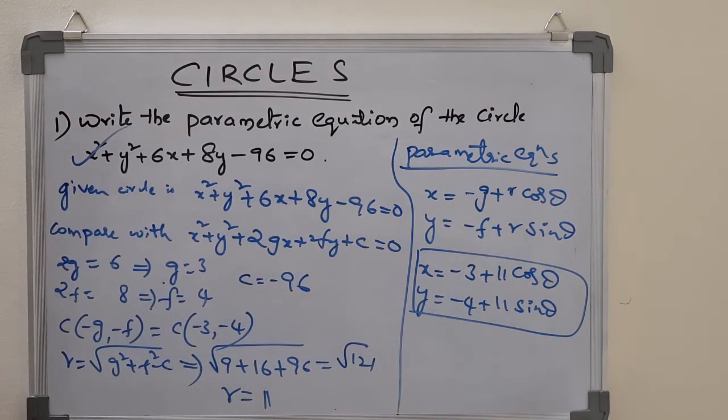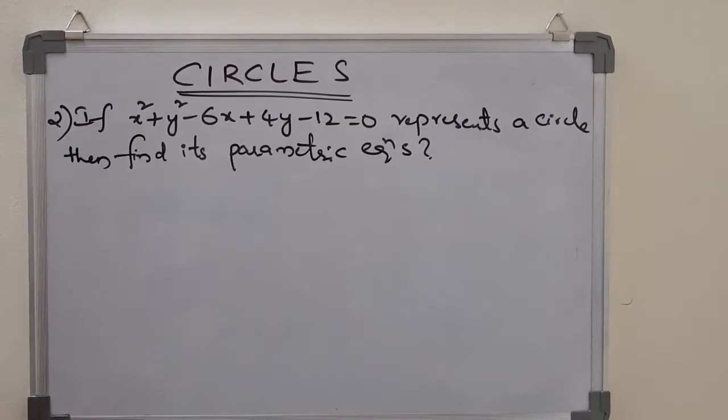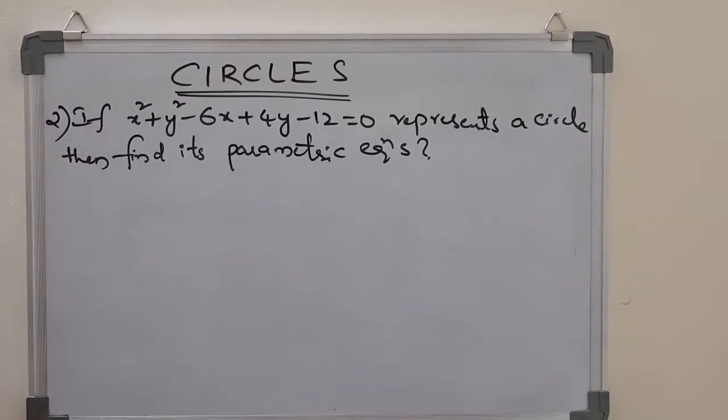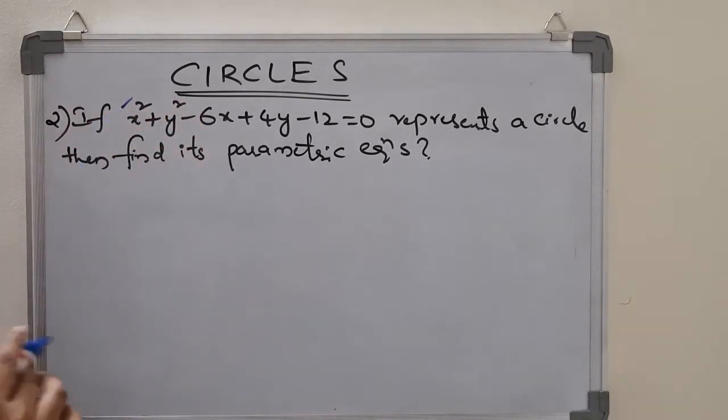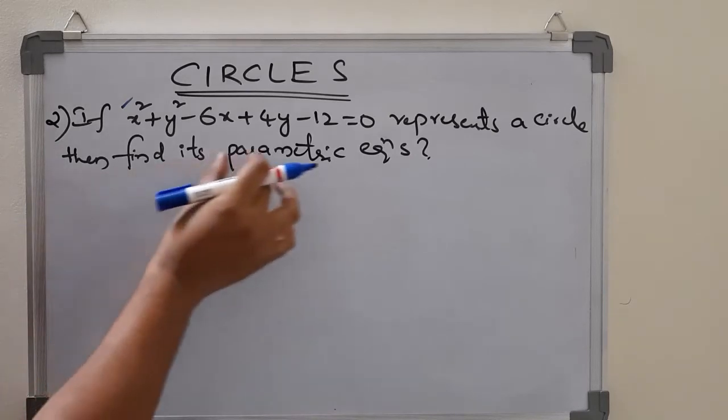Let's see one more problem. Look at the second problem. It is the same as the first problem. If x square plus y square minus 6x plus 4y minus 12 is equal to 0 represents a circle, that means this is the equation of the circle, then find its parametric equations. What we have to do is first find the center and the radius.